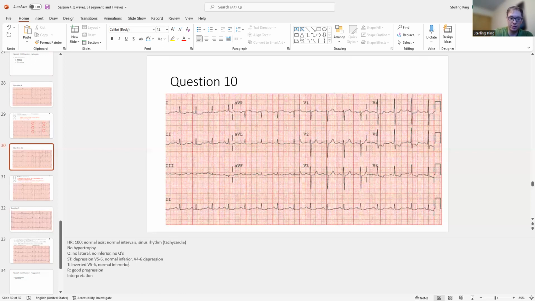And then T waves, normal, normal, normal, still normal, inverted, inverted. So my V5, V6 are inverted. So what is my interpretation? There's no Qs, so there's probably not MI. It looks like we have lateral ischemia, V5-6 ST depression with inverted T waves, V5-6.